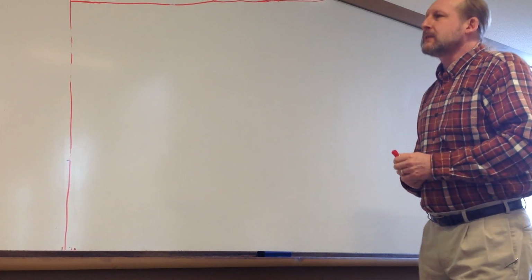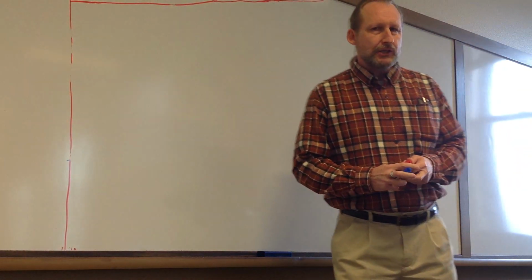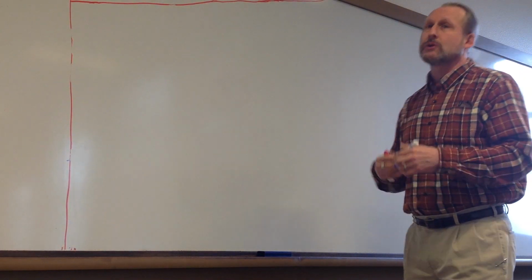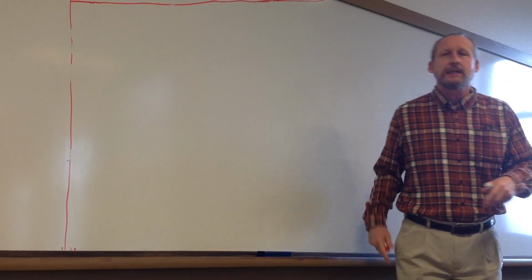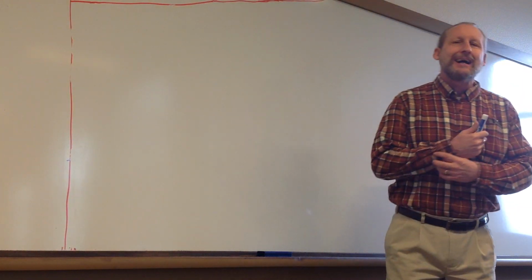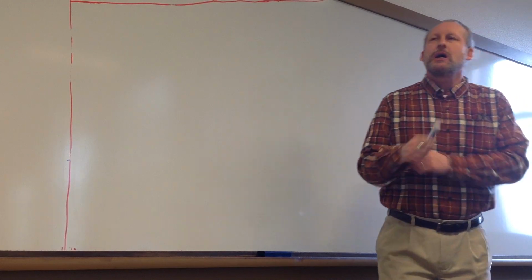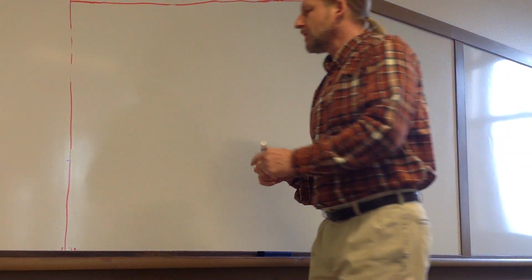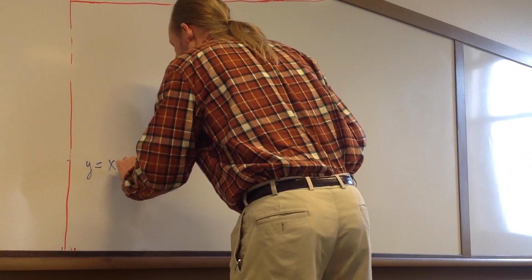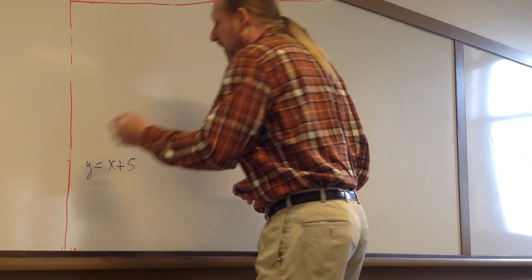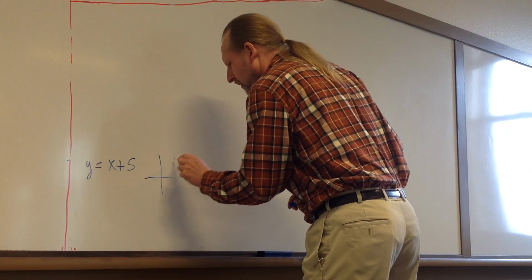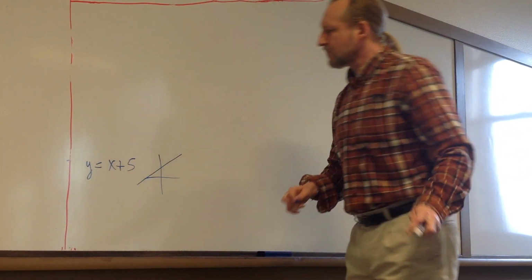So I often say that mathematics is about relationships because when we're talking about x and y graphing, we're talking about the relationship between x and y. And there are a number of different kinds of relationships. One is an additive relationship. You could have y equals x plus 5. And so y is always 5 more than x. And that gives you a graph that looks something like this.